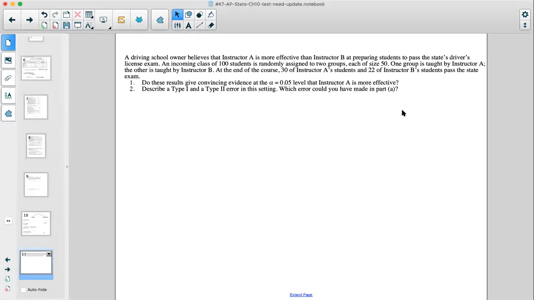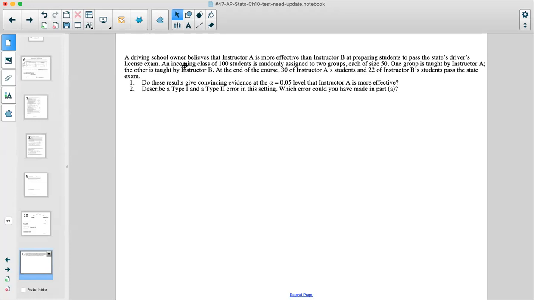Okay, so this is a part of the chapter 10 upcoming test. There is a section that I didn't cover for review. I covered it during the lessons, but that's 10-1. And this is one of the examples.